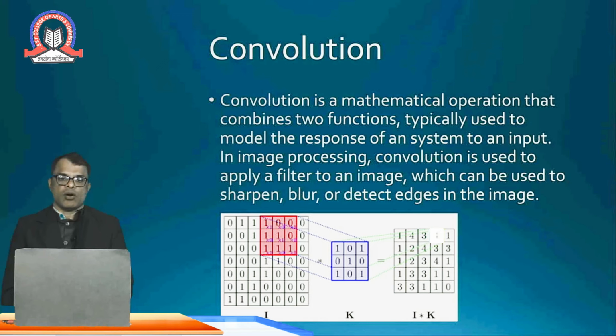Convolution is a mathematical operation that combines two functions, typically used to model the response of a system to an input. In image processing, convolution is used to apply a filter to an image, which can be used to sharpen, blur or detect edges in the image. So we have an image. If you want to apply some filter to that image, like sharpen or blur, or you want to detect the edges in the image, then you have to do the convolution. Convolution is a mathematical operation that combines two functions to give you a new function.